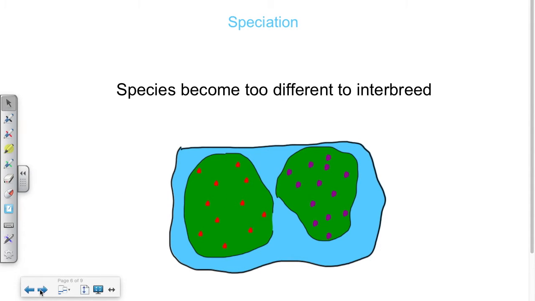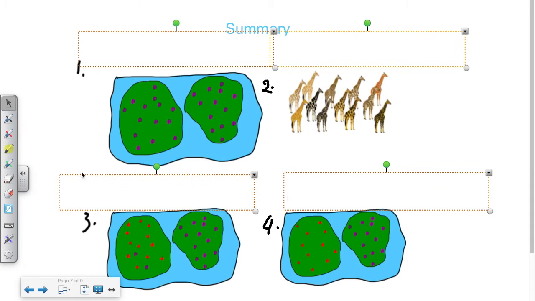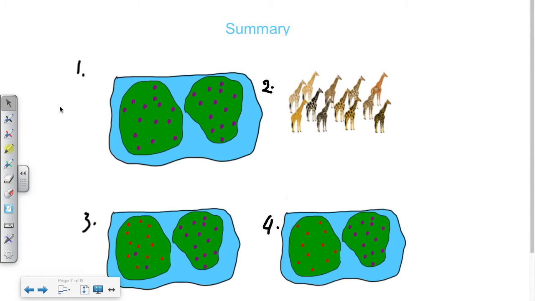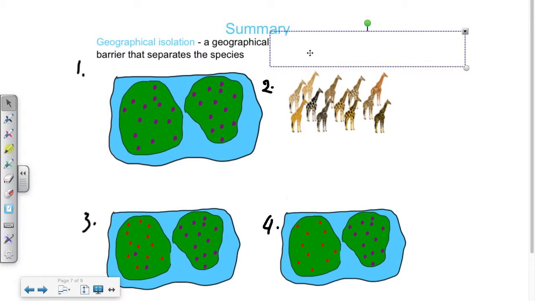So let's look at the summary. I think it's quite useful if you get this down, because it can really help to structure your answers better in the exam. So the first thing we talked about was geographical isolation. This is a geographical barrier that separates the species. So anything geographical that will separate the species. And we said this could be a mountain, a sea, an ocean, or a land. The second thing we talked about was genetic variation.